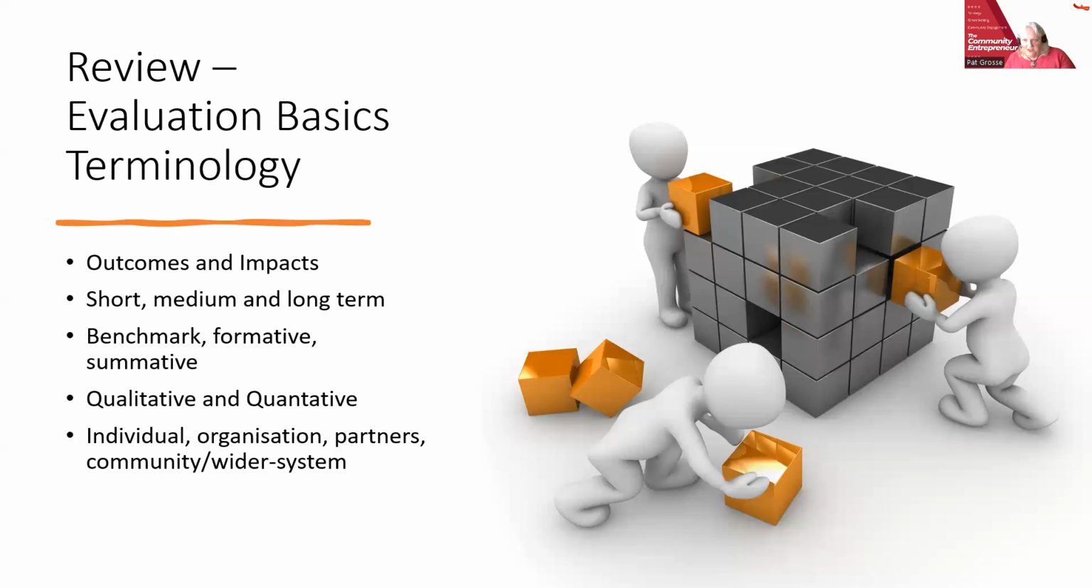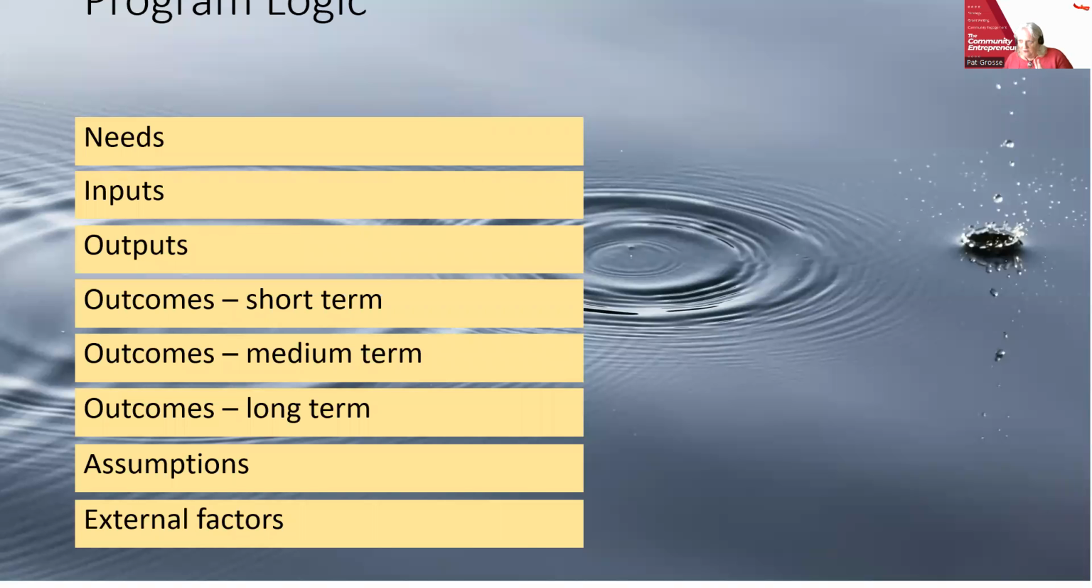What's benchmarking, formative, and summative? What kind of information do you need to know at the beginning of the project? What do you need to know during the project? And what do you need to know about the change at the end? The kind of information that you can be collecting is qualitative or quantitative. In other words, their stories, or it can be the data. And then you're looking at individual, organization, partners, community-wide system changes. All right, I've gone through that one as well.